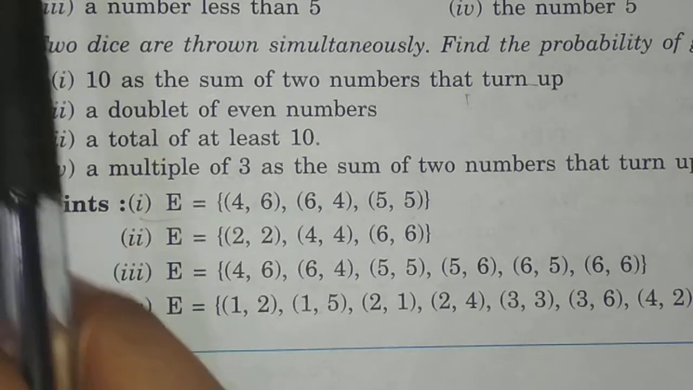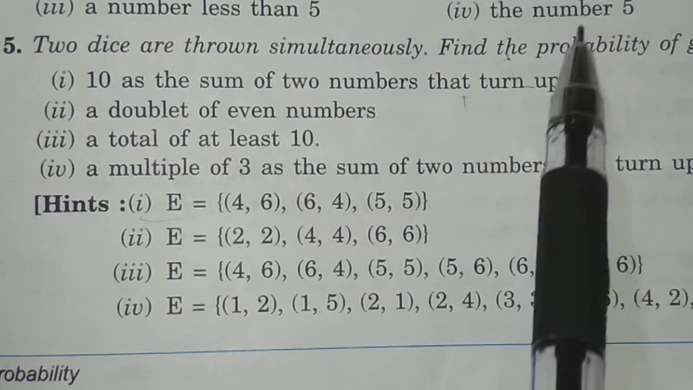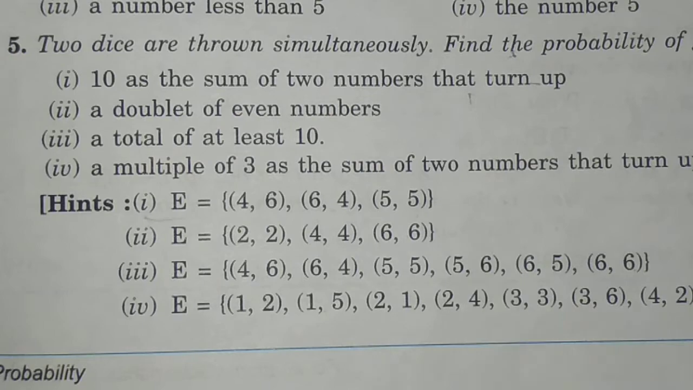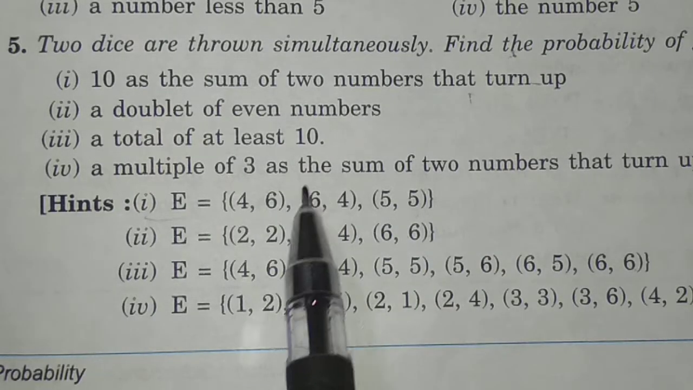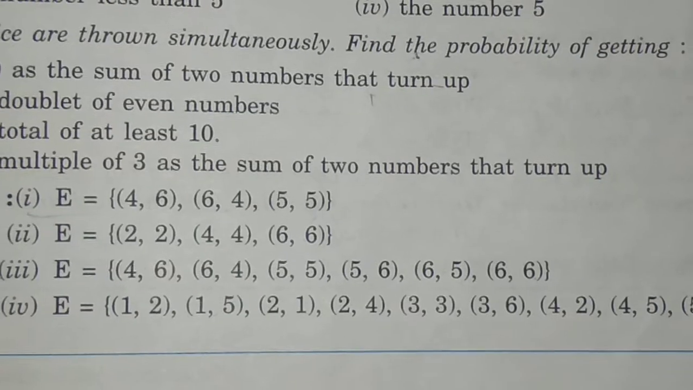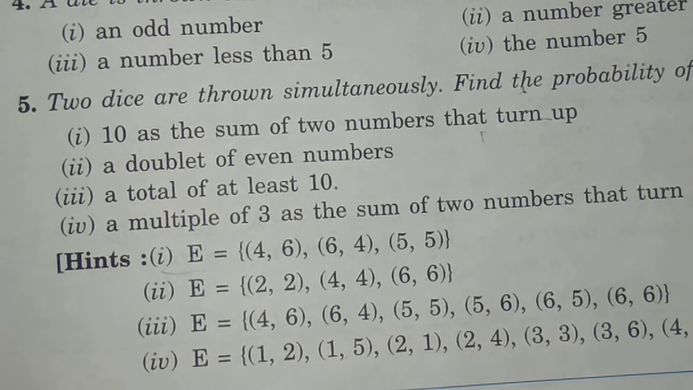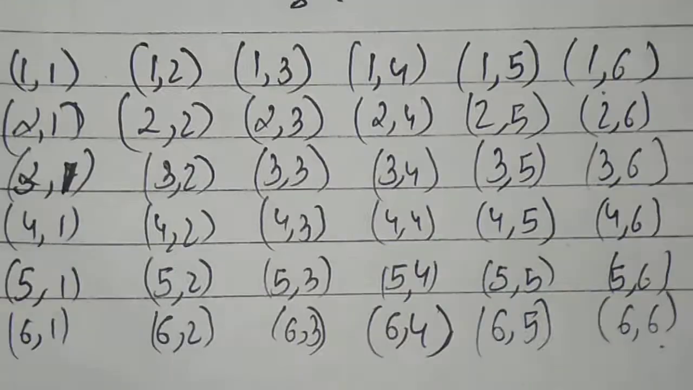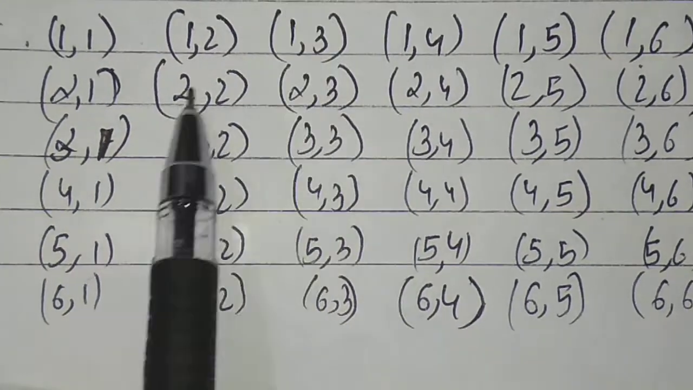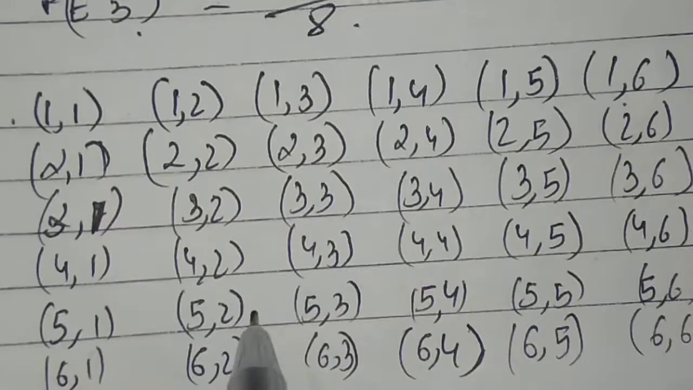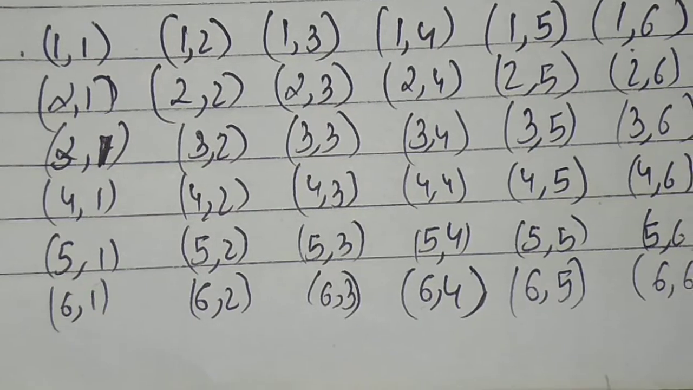So our next question is, two dice are thrown simultaneously. Find the probability of getting first 10 as the sum of two numbers that turn up, a doublet of even numbers, a total of at least 10, a multiple of 3 as the sum of two numbers that turn up. Now see here, I have written the sample space. Okay, 1 1, 1 2, 1 3, 1 4, 1 5, 1 6, like this. These are the sample space of this question.